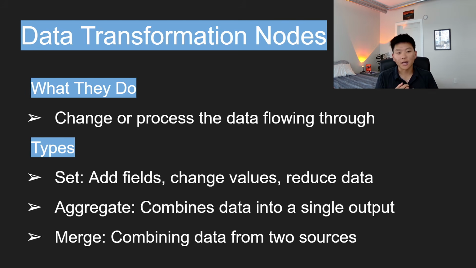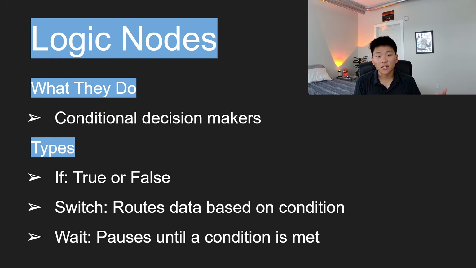You've got something like an aggregate, where you can combine a ton of data into a single output, or something like a merge, where you can combine data from 2 different sources and put them into one. The last type I'm going to touch on real quick are logic nodes. These are sort of the decision makers. They're going to help n8n figure out what path to take, how to handle a different situation. So we've got something like an if node.